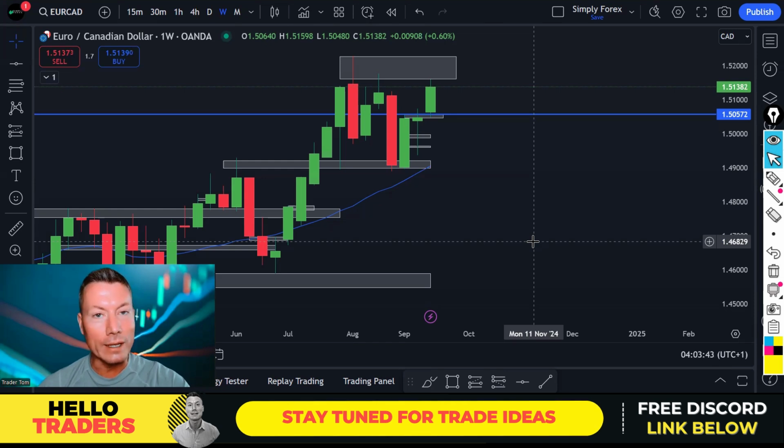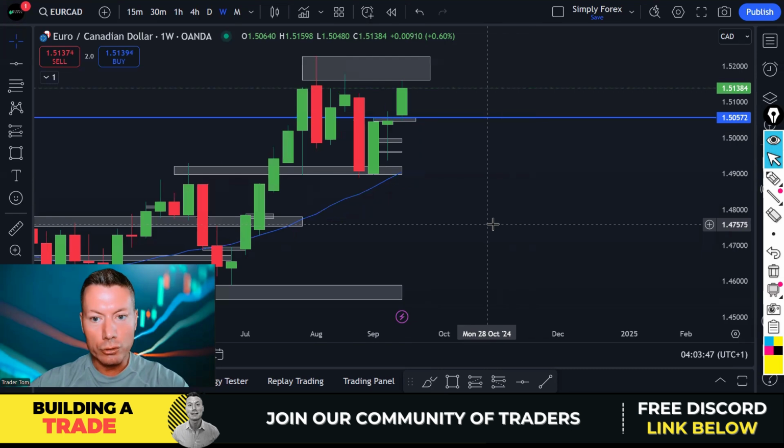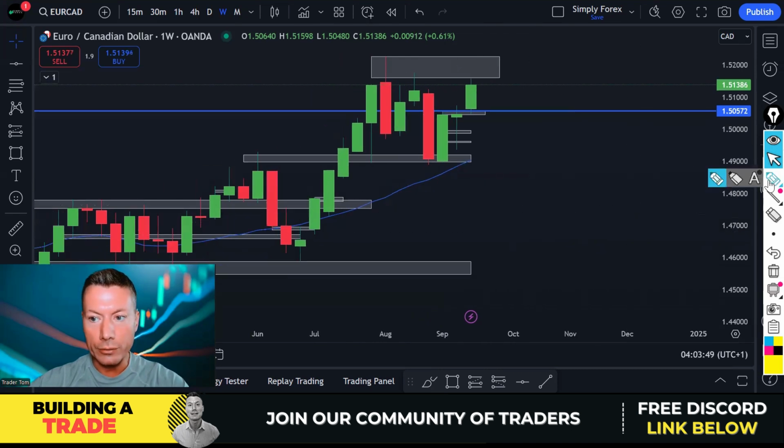But let's start with this idea of building a trade, guys. Now, I'm going to share this trade with you, and it's Euro Canadian dollar. This is a trade that I'm in, and I put this trade into the VIP Discord.